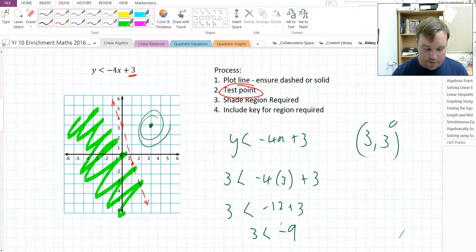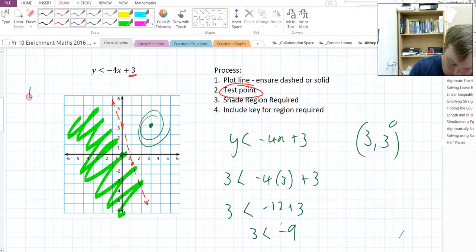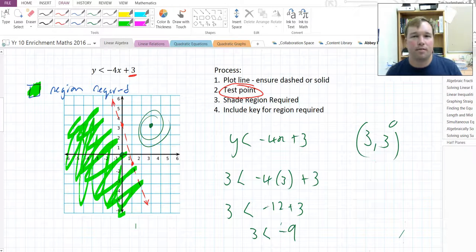Alright, so sub in a test point, shade the region required. Your test point shouldn't be on the line, because subbing in a test point on the line doesn't help you at all. Typically, the origin is the easiest to choose. Then include a key, because it's not always very clear, and this will become much more important when we do the next video. You need a key to show what region is required. So you would say something very simply, little box, region required. And you would shade that little box in the same colour you shaded the region you want. Alright?